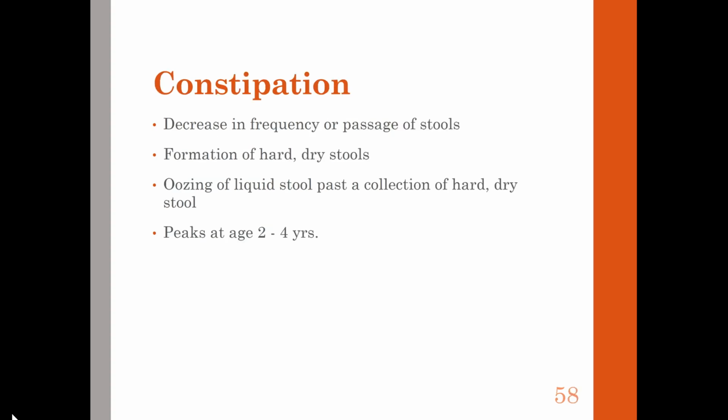Again, constipation, you guys all know what that is. The third one would be if they were impacted, they may have that liquidy stool go around it. It peaks at age 2 to 4 years because that is when they are being potty trained. And it's also when they can developmentally be really picky eaters. So if they don't want to eat their vegetables or fruits, they're going to be constipated.